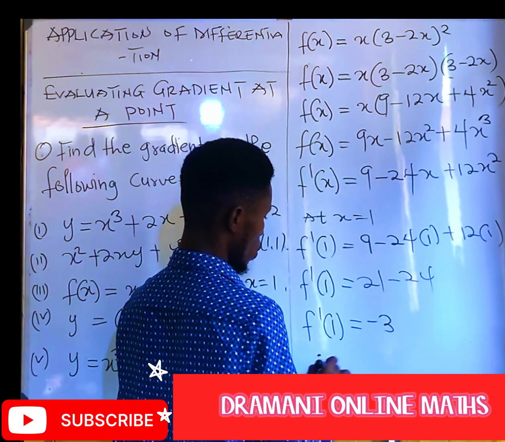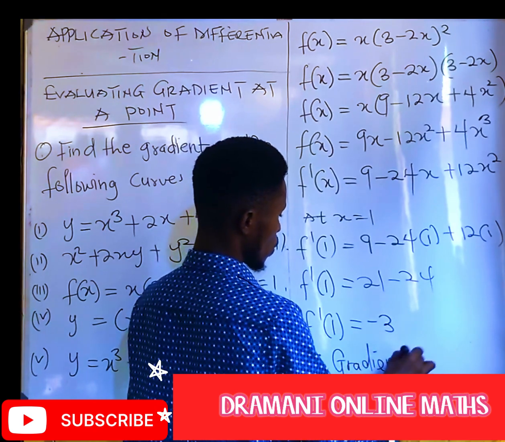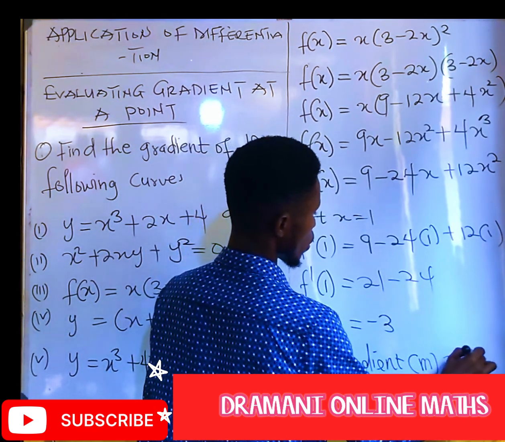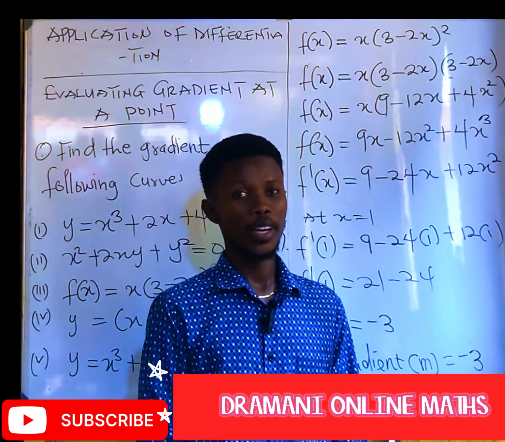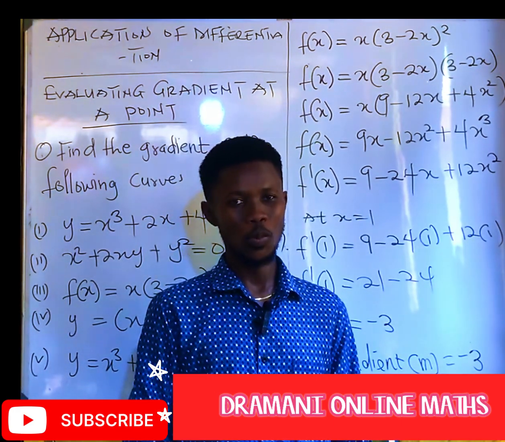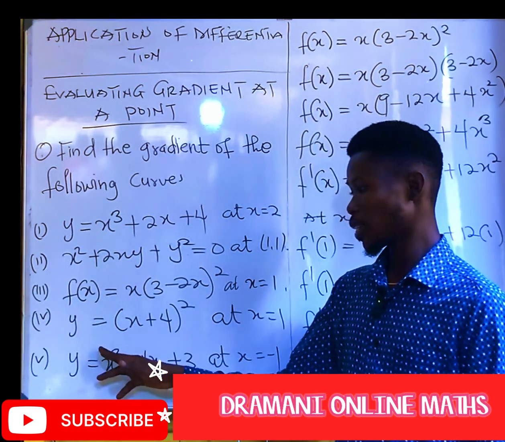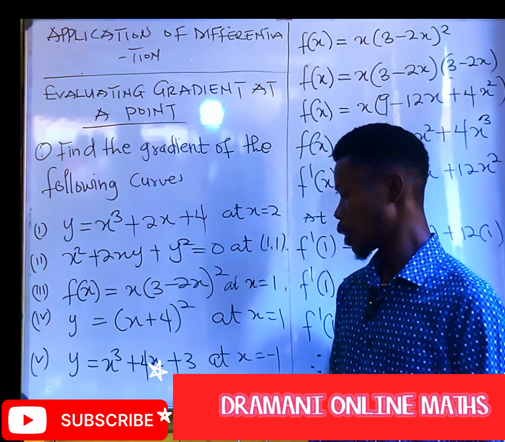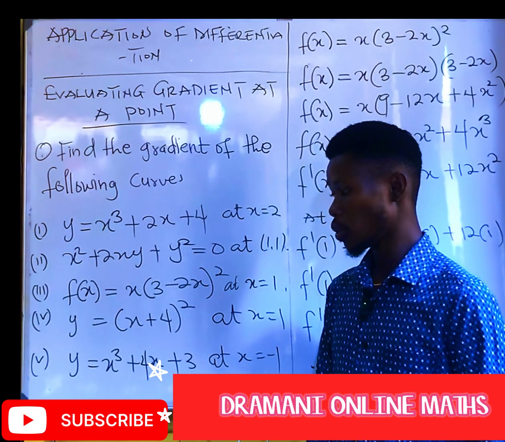So therefore, my gradient is negative 3. So that's a negative slope. Please, another name for gradient is also a slope. Now, try your hand on the IV and the V. Try your hands on them.